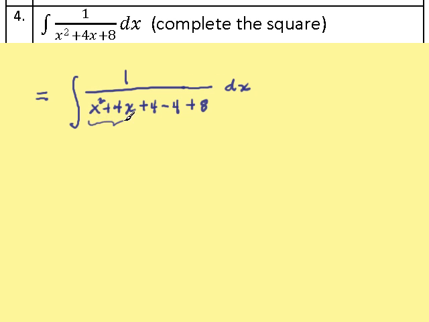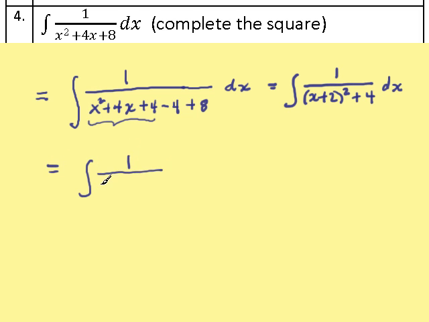And then here we have a perfect square, so let's write that as something squared, it's actually x plus 2 squared. And here we have minus 4 plus 8, that's plus 4. Okay, so this is our integral, and now this is of the form of the arctan form. All right, our u is equal to x plus 2, and here we have 2 squared, so a is equal to 2.